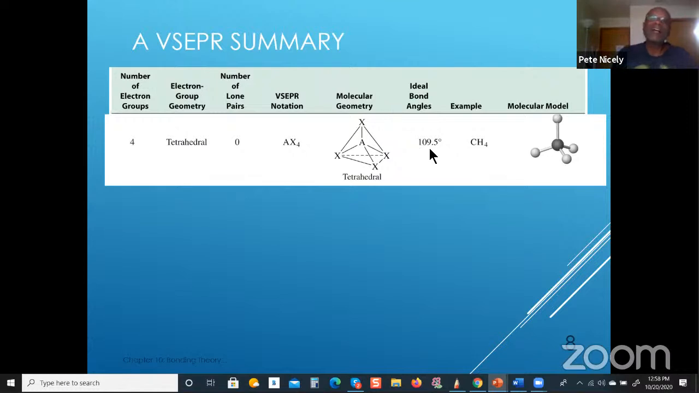In fact, the bond angles would be 109.5. A good example of this would be methane, and this is the ball and stick molecular model used to represent the methane molecule. So that's what happens in the case of a central atom bonded to 4 other atoms where there are no lone pairs.